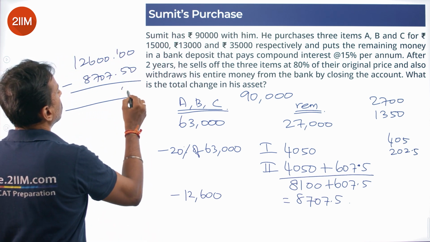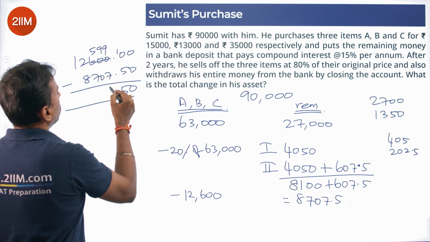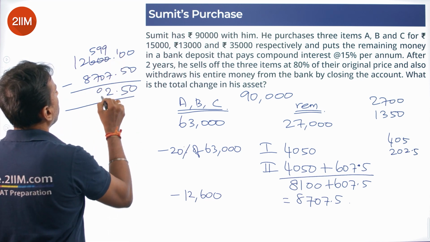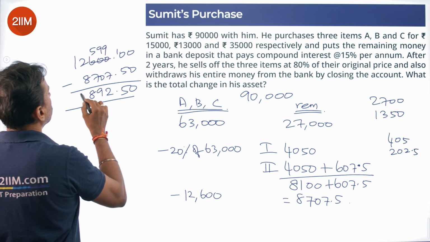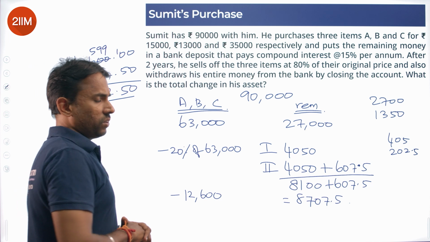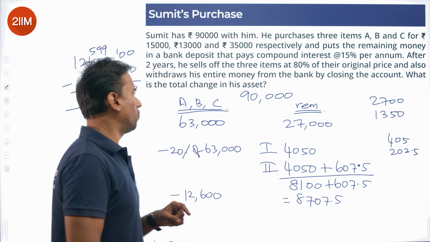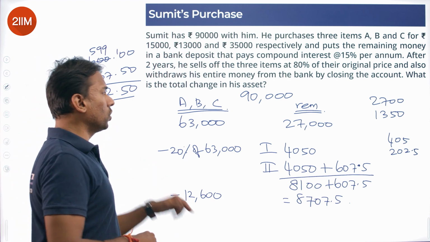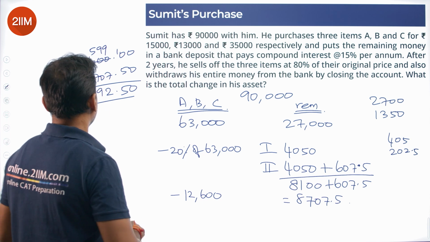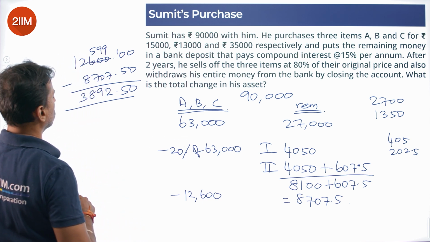So 100, this will become 50. This becomes 599. And this is 2. This is 9. This is 15, 7, 8. This is 3. 3892.50. So overall he is going to face a loss of this much money, 3892.50 out of 90,000. So we'll check the options once.